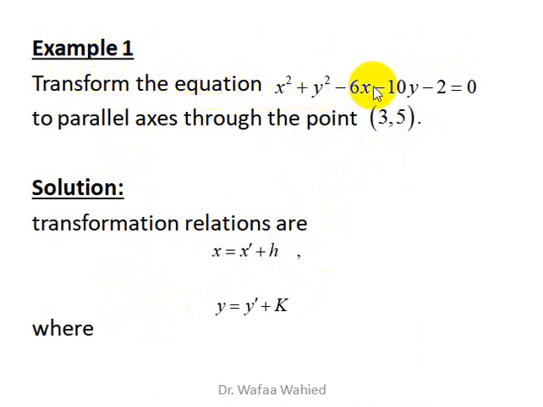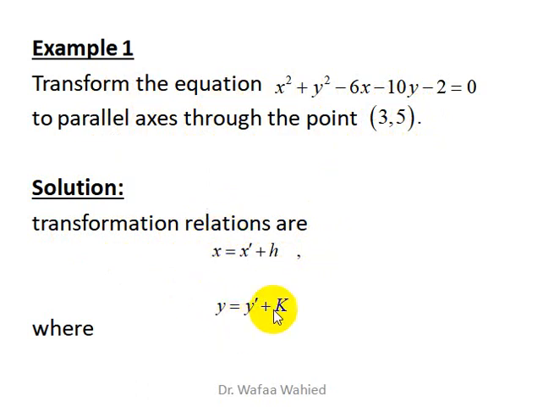Example 1. Transform the equation to parallel axes through the point (3, 5). We understand from this example that we will transform the axes only from the point (0, 0) to the point (3, 5). So the point (3, 5) is the coordinates of the new origin. We want to transform the equation to the new axes through the point (3, 5), so (3, 5) is the coordinates of the point O dash.